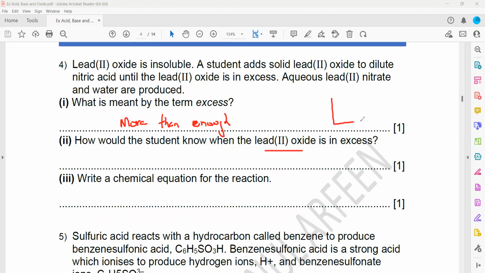How does the student know when the lead oxide is in excess? As you can see, the nitric acid is aqueous and the student is adding a solid lead oxide. So when all the acid has reacted, there will be no more lead oxide reacting, so the solid will appear. The student knows the lead oxide is in excess when the solid stops dissolving, or we can also say reacting.